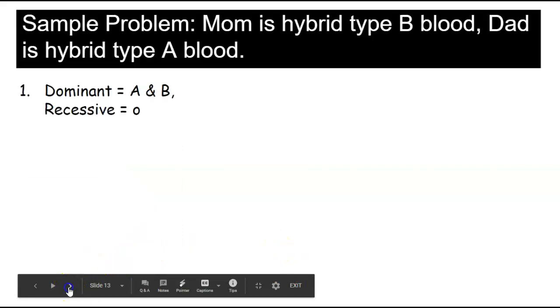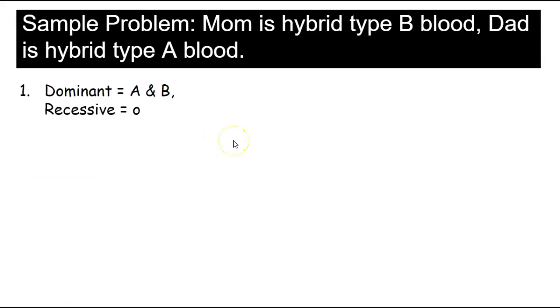All right, so let's do a problem. Mom is hybrid type B blood. Dad is hybrid type A blood. So the first thing we always need to do is figure out what's dominant and what's recessive. In blood type problems, this is never going to change. It's always going to be the same. Dominant is always going to be A and B. Recessive is always going to be O.